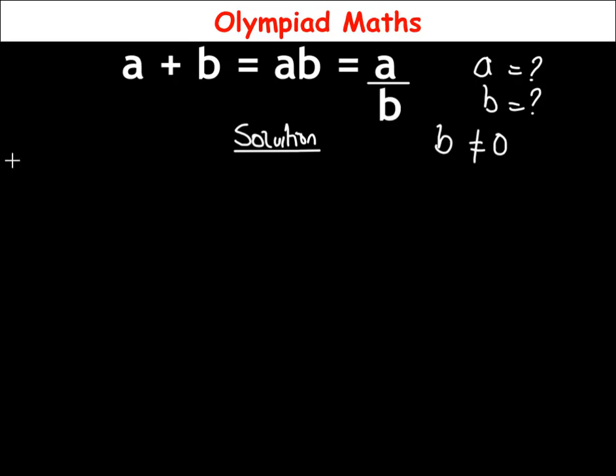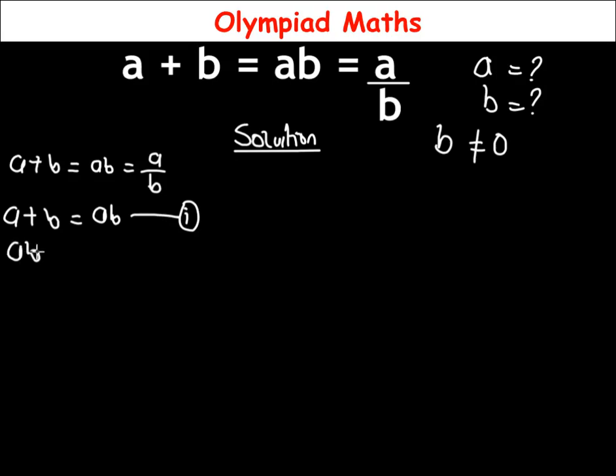we have that A plus B is equal to AB is equal to A over B. And from here, we can draw out three equations. The first one is that A plus B is equal to AB. Let's call that equation 1. And then AB is equal to A over B. Let's give that equation 2. And lastly, that A plus B is equal to A over B. So give that equation 3.